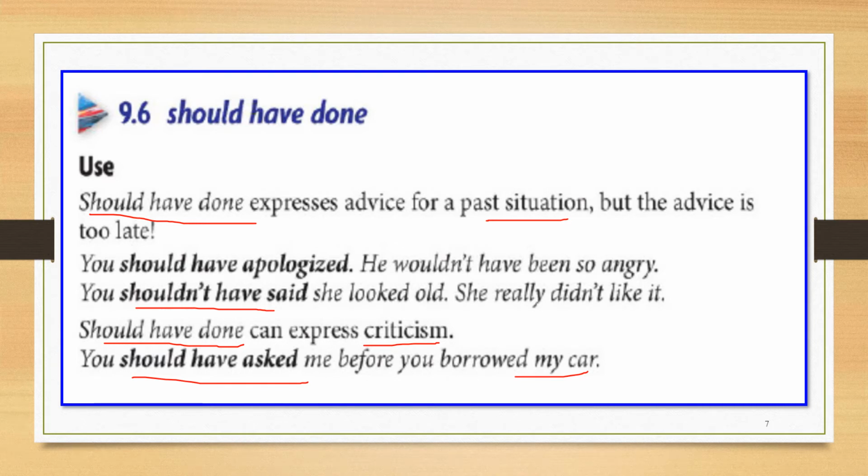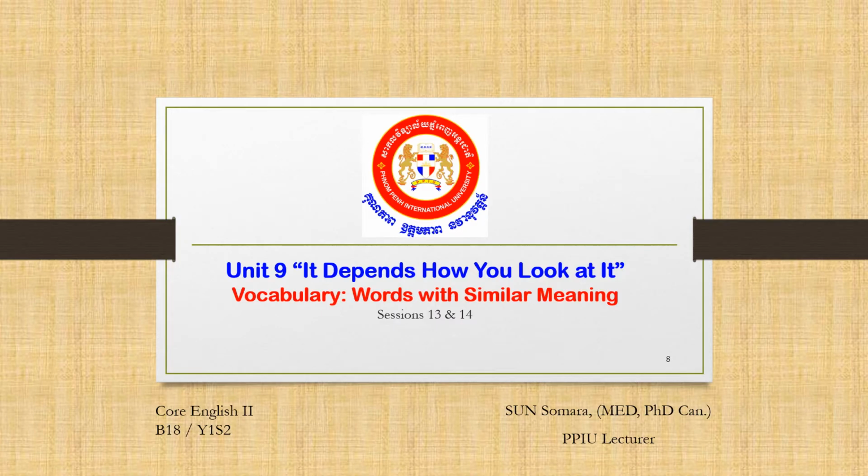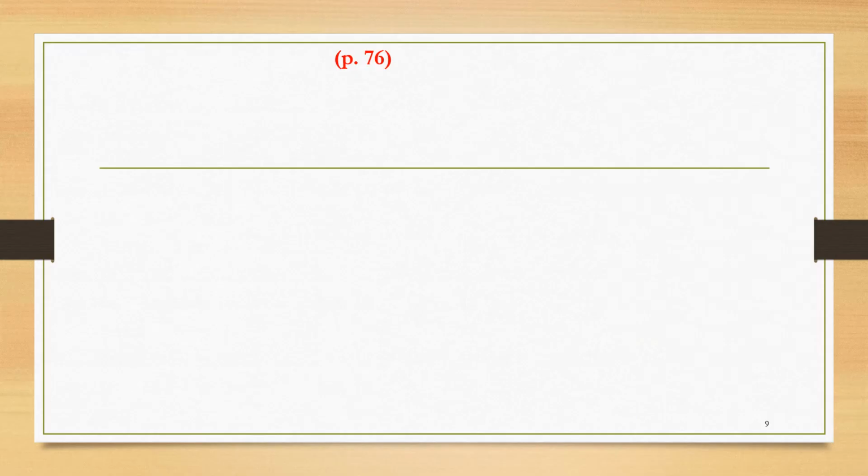That's it. Any other question? Can we go? Okay, that's it for the third conditional about might have done and could have done, as well as should have done. Now we just move to the practice part, where we talk about vocabulary words with similar meaning. All right, we should go and practice a little bit.